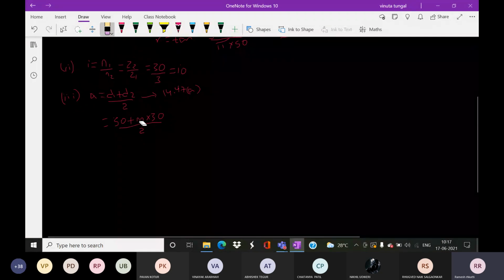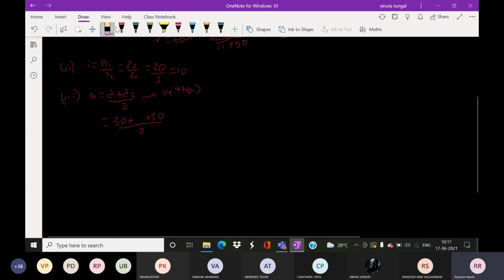Module. How much is the module given? 6, I think, correct? Yes, sir. How much will you get for A? 115. And what is the unit? It is in mm. Center distance.